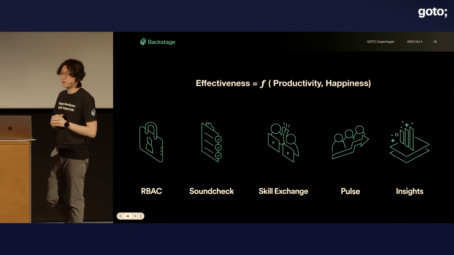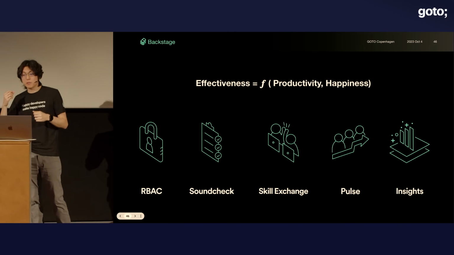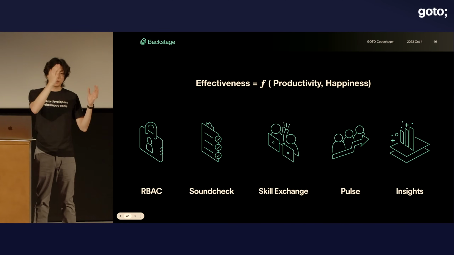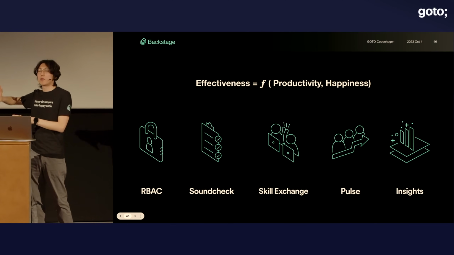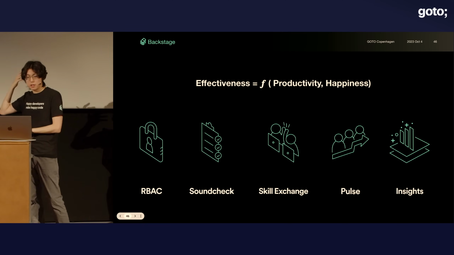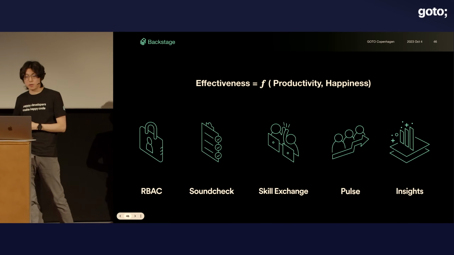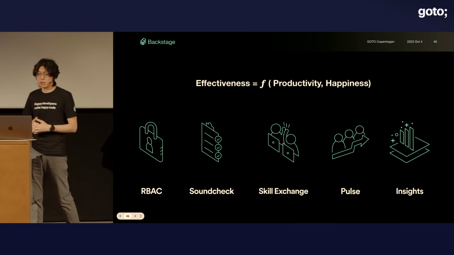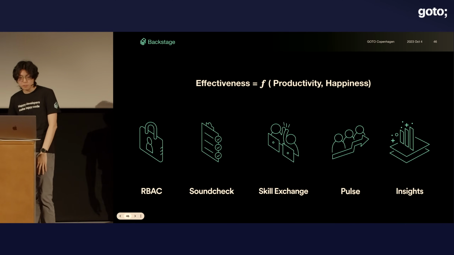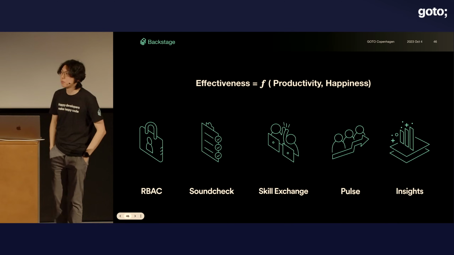This bundle is structured around the idea that developer effectiveness is a function of developers' productivity and their happiness, right? The first two plugins are aimed more at the productivity side, and the last three plugins are aimed a little more at the happiness side. But these bundle plugins all work together around this idea of developer effectiveness. Some short descriptions of each of these.